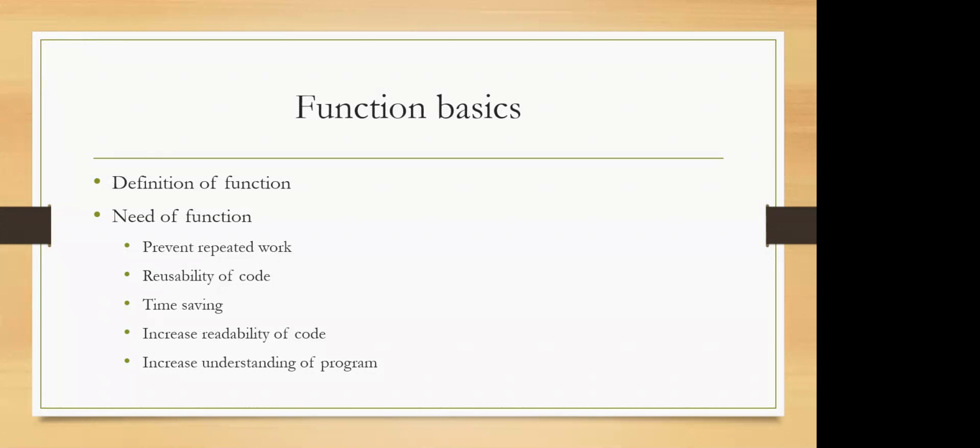Just open a file, copy data, paste it somewhere else. So what I will do, instead of writing these 3 lines of code 100 times, I will just give these 3 lines a common name and call it as a function. Whenever I use that common name, those 3 lines will be executed. So it means repeated work will be prevented.